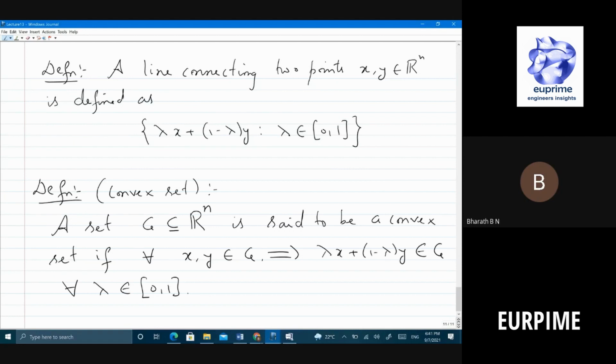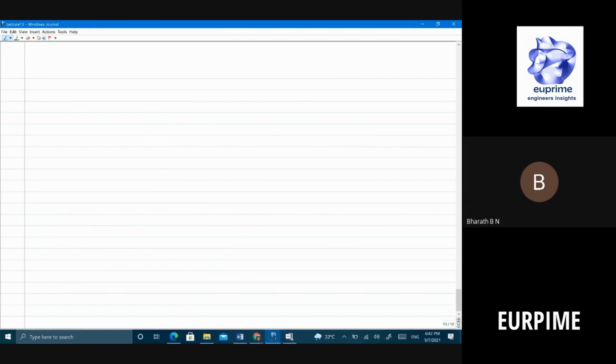So let's look at a few examples, right? I have to look at a few examples, otherwise it doesn't make sense. Now let's look at a ball in Rn. So do you think a sphere in Rn or a ball in Rn is a convex set? Yes, right? You take any 2 points.